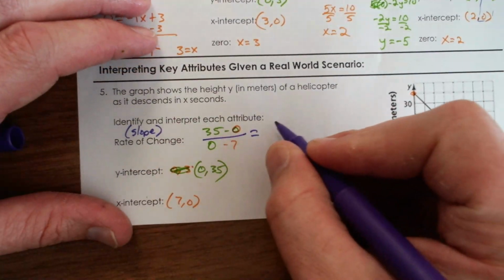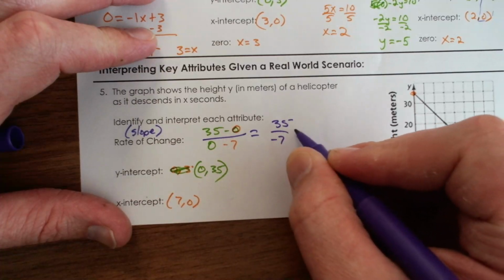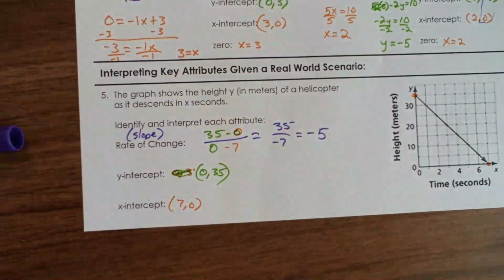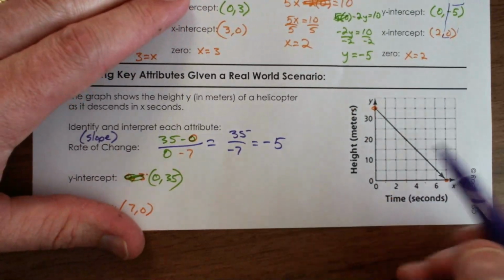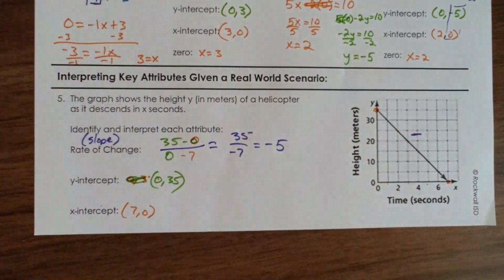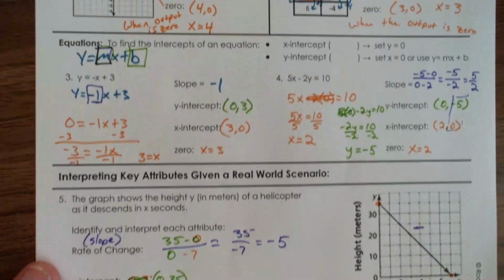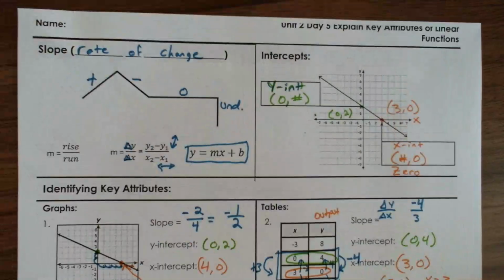So 35 minus 0 is 35. 0 minus 7 is negative 7. 35 divided by negative 7 is negative 5. Which, by the way, makes sense, because as it goes from left to right, my slope itself is negative. All right, and that's our notes for rate of change and key attributes.